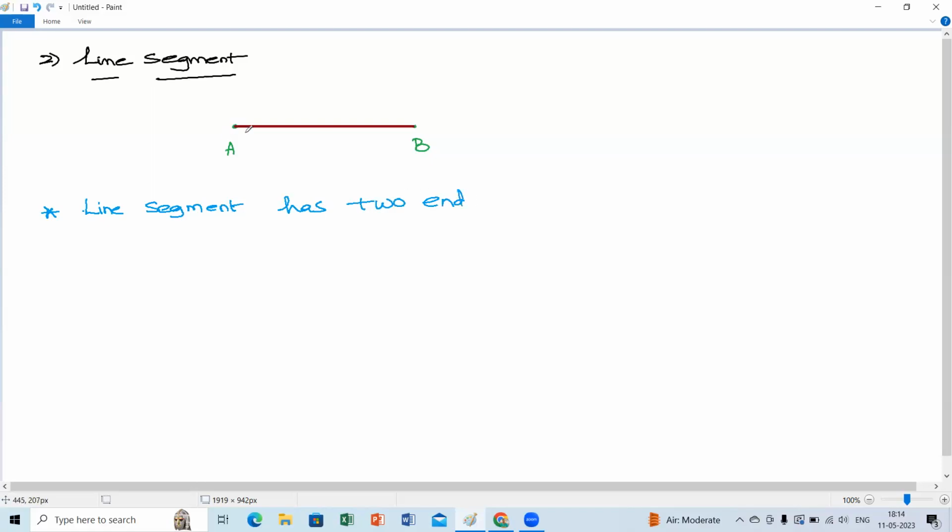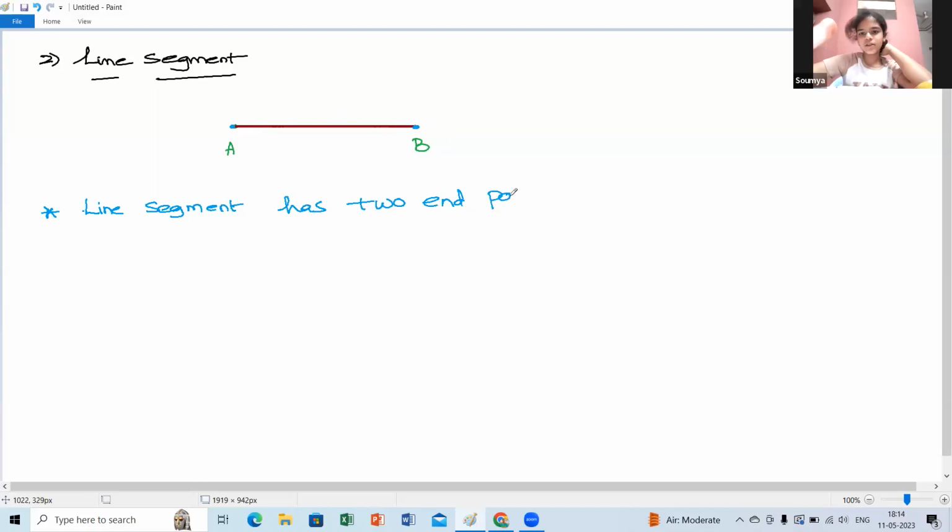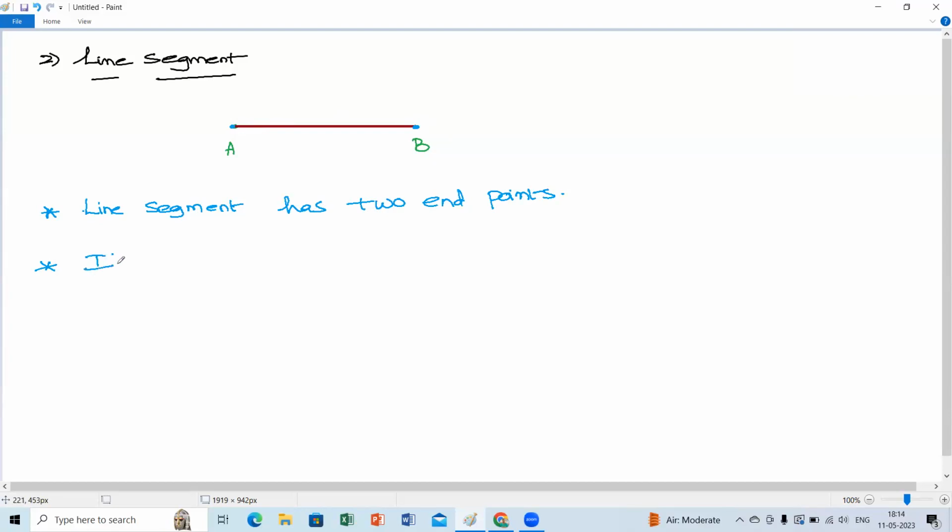You can see the figure also. What are the endpoints here? A and B. Yes, very good. It has a fixed length, children. Very important point. It has a fixed length.